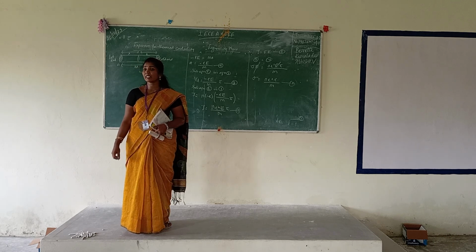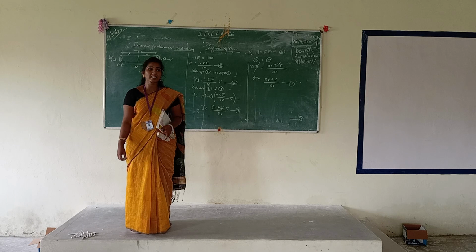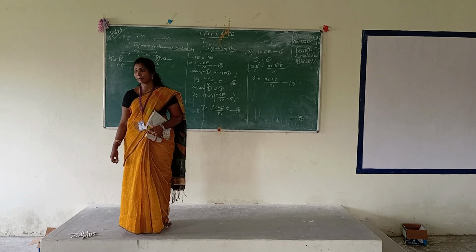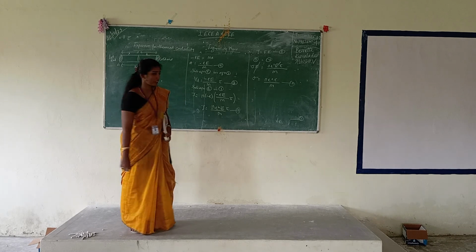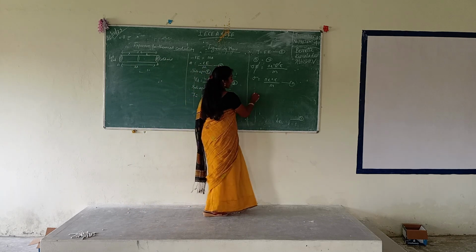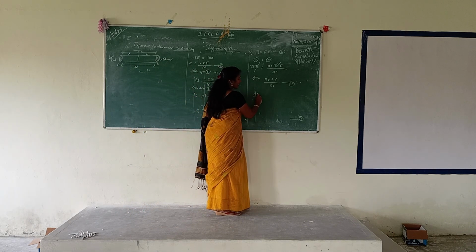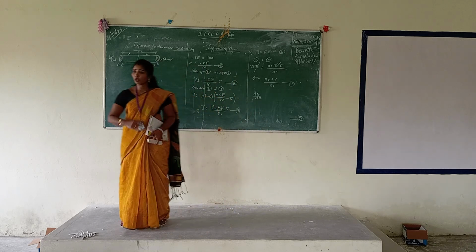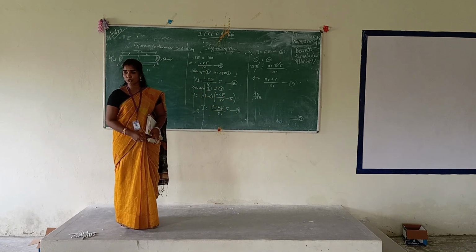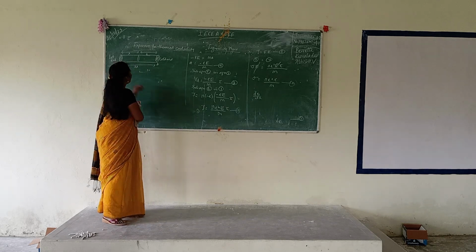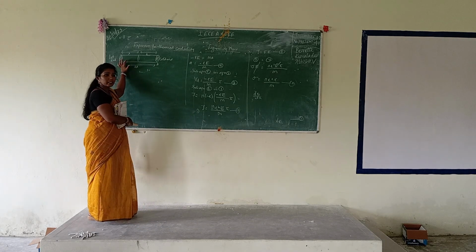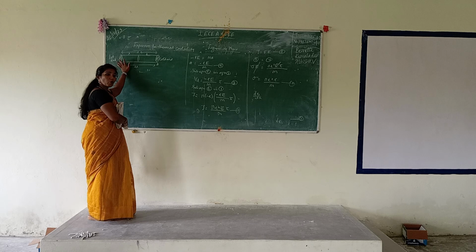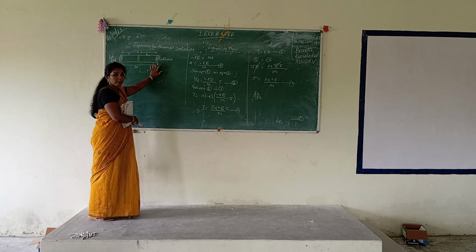The temperature gradient is nothing but the rate of fall in temperature. The rate of fall in temperature gradient is d theta by dx. With respect to distance, the temperature over the considered material should be reduced. So this is our considered material rod. One end is A, another end is B here.